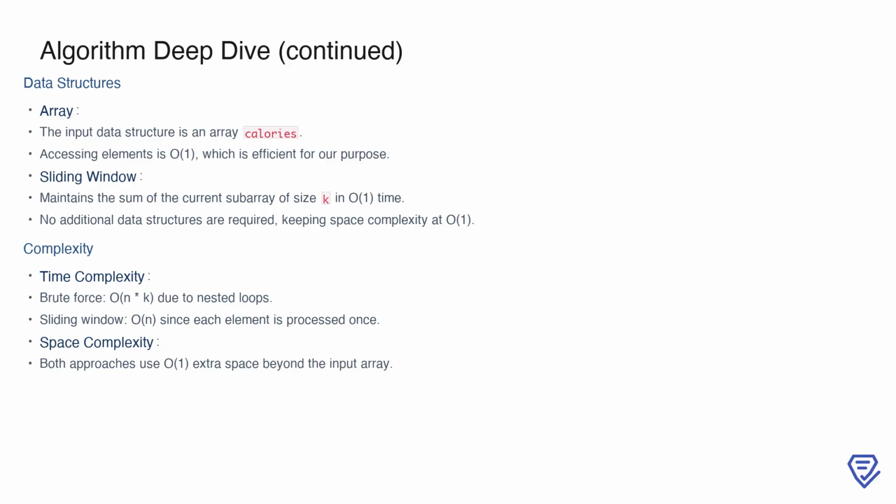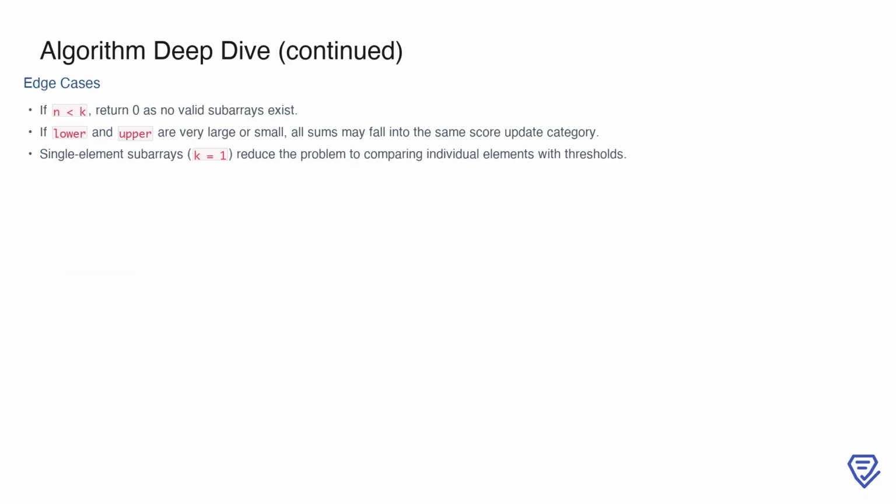When analyzing the computational complexity, the brute force approach has a time complexity of O(n*k), due to the nested loops required to calculate sums for all subarrays. In contrast, the sliding window technique processes each element of the array only once, resulting in a time complexity of O(n). Both approaches have a space complexity of O(1), as they do not require extra storage beyond the input array and a few variables. Handling edge cases is crucial to ensure the algorithm is robust.